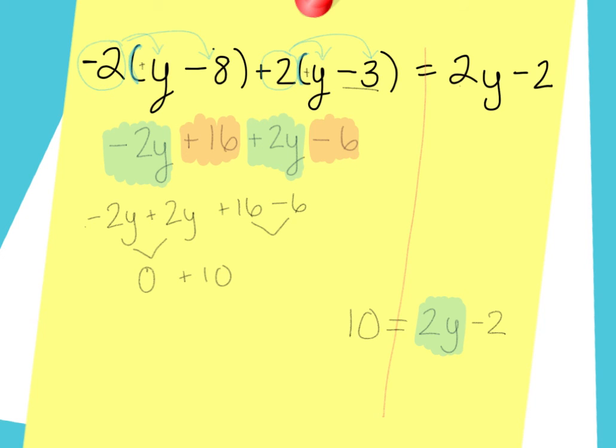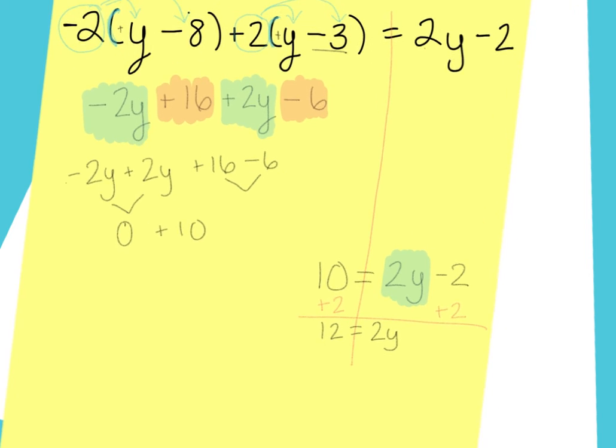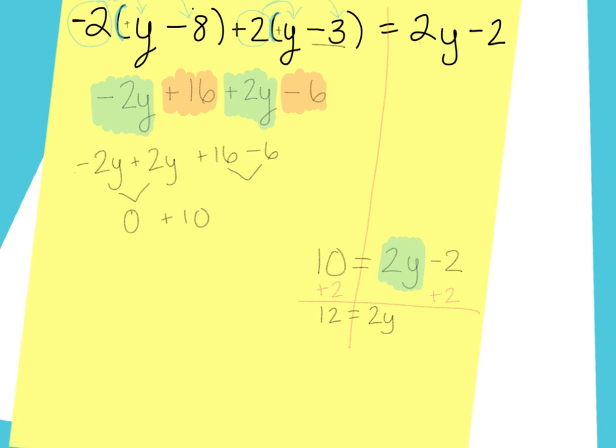So I can actually use my steps for two-step equations and get rid of that minus 2 first by adding. So add 2 on both sides, and I end up with 12 equals 2y. When I do that, I'm left with my one-step equation. Remember, I always said the last step is usually, not always, but usually going to be to divide whatever number is with your variable. So since that's 2y that is being multiplied, I divide by 2. Divide by 2 on both sides.